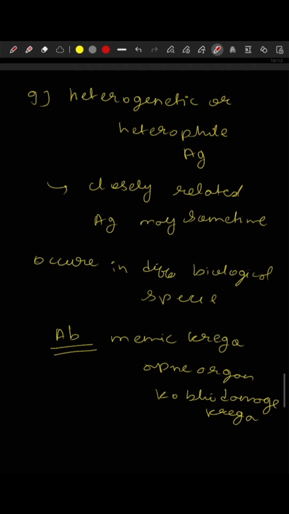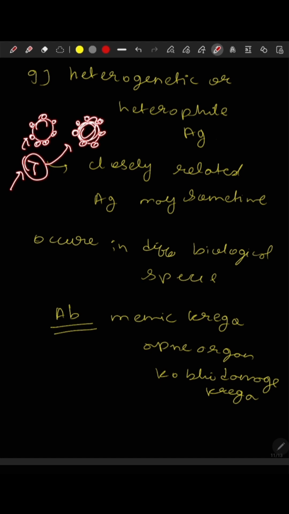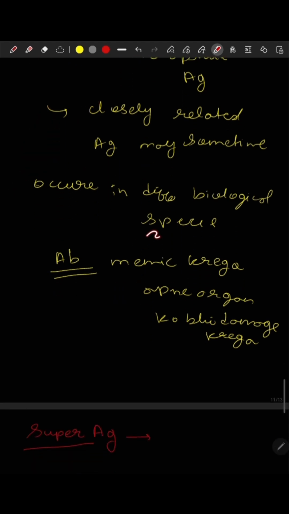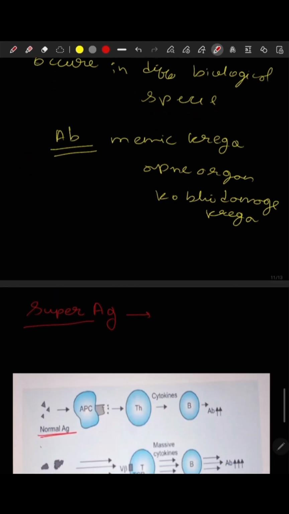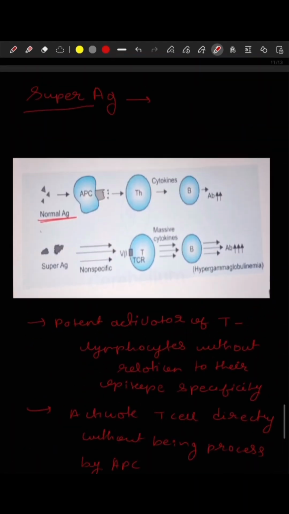Then heterogeneity or heterophilic antigen means different species. As we continue, this bacteria will have certain proteins present, so antibodies form against this, but it mimics proteins present on the human cell, means similar proteins are present on the human cell, so it will degrade this different biological species. एंटीबॉडी मिमिक करेंगे, अपने ऑर्गन को भी डैमेज करेंगे. देन लास्टली वी विल डील विद सुपर एंटीजन.